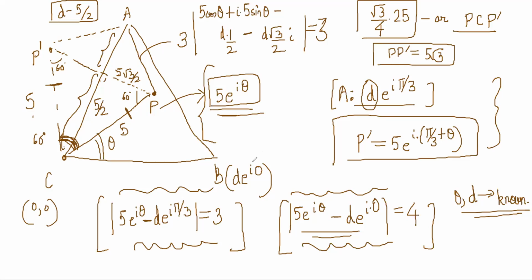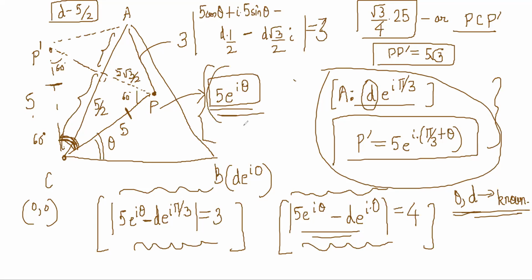Square it and start seeing patterns. Once you find theta and d, you know all the points, so you'll be able to find the area very easily. You know all the points only, right? Yeah.